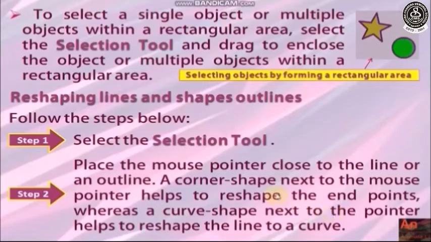If you move the mouse pointer after selecting the selection tool towards the end point of a line, a corner shape will be there where you can modify the endpoints of a line. And if you move the mouse pointer in between or in the middle of a line, a curve shape will be there to change the line to a curve.